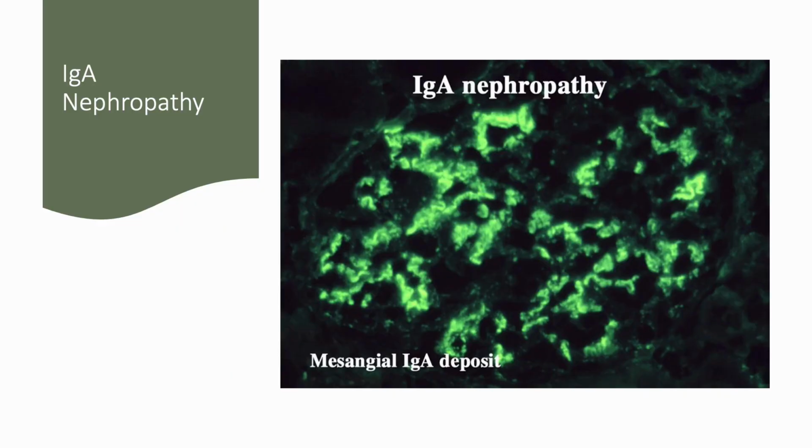The only way to make the diagnosis is by immunofluorescence microscopy. So I said with minimal change disease, the only way to make the diagnosis is via electron microscopy. With IgA nephropathy, the only way to make the diagnosis is by immunofluorescence microscopy. And here in the green, you see these IgA mesangial deposits. So diagnosis confirmed.